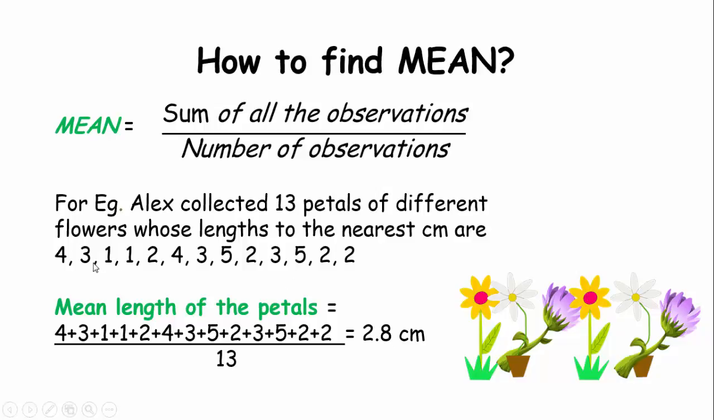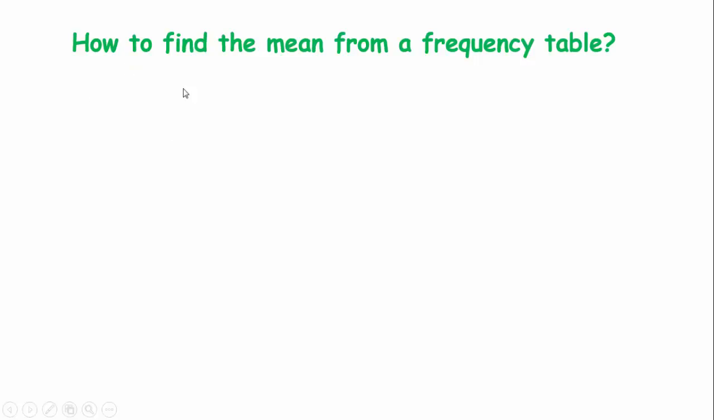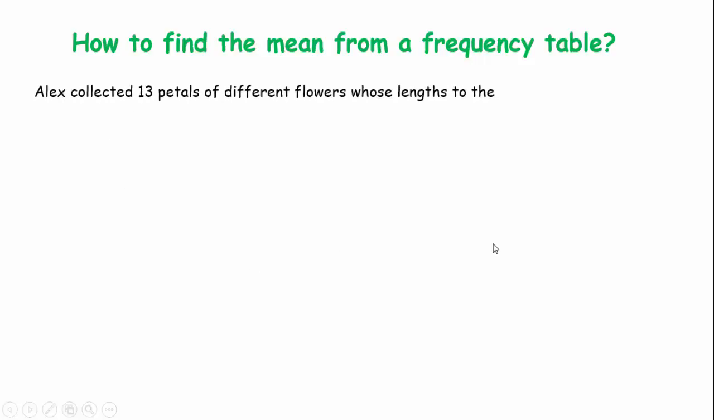If you notice in the data, you have 3, 2, 3, 2, 3, 2, 2. So most of them are between 2 and 3. So that's what it means. Now how to find the mean from a frequency table? Let's take the same example.